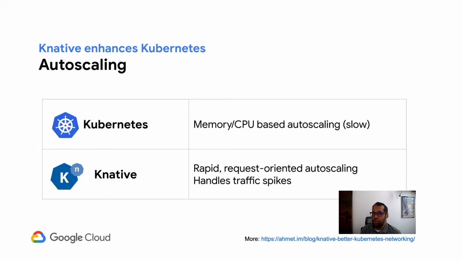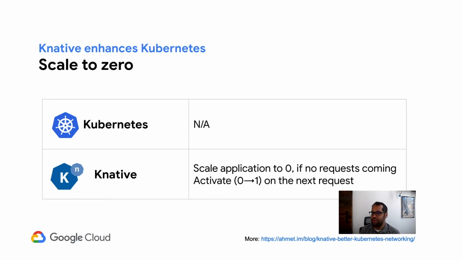A quick look here is that Kubernetes does memory and CPU based scaling. So if we just talk about straight Kubernetes without Knative, Knative does it based on requests. Scale to zero, Kubernetes can't do it. Knative, your applications absolutely can scale to zero. And there is a way to set one pod if you want to have warm startups instead of cold.